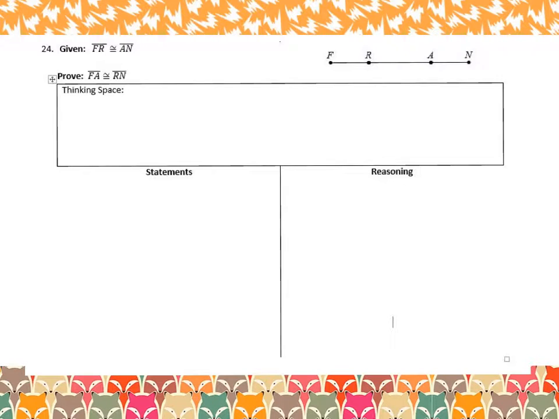So we're given that segment FR is congruent to segment AN. When you look at the diagram, that is not marked on the diagram. It's true because it's in the given statement. Go ahead and mark it. Let's go ahead and say that FR is congruent to AN. Oops, that kind of looked like a J. My stylus just slipped. Okay.